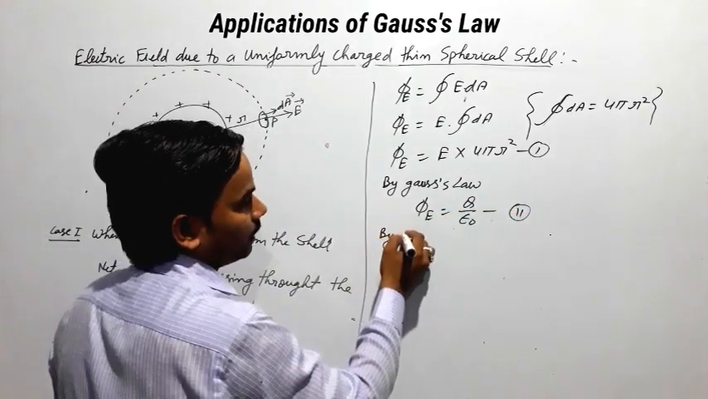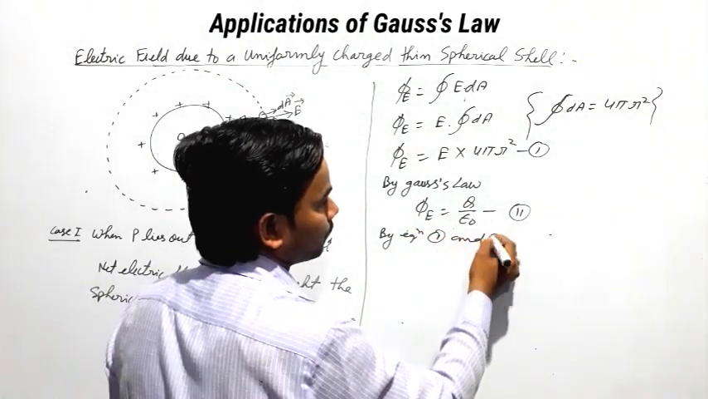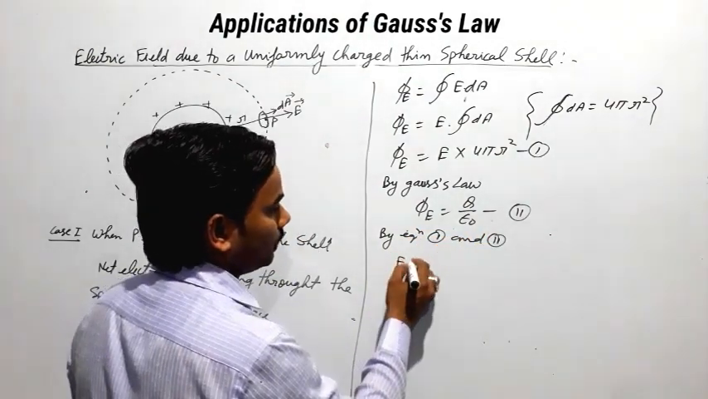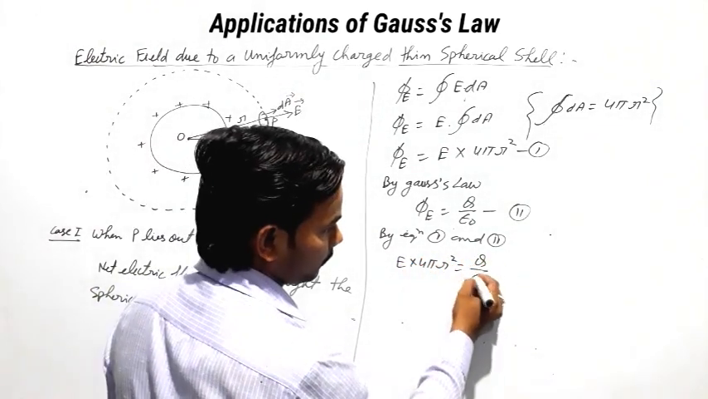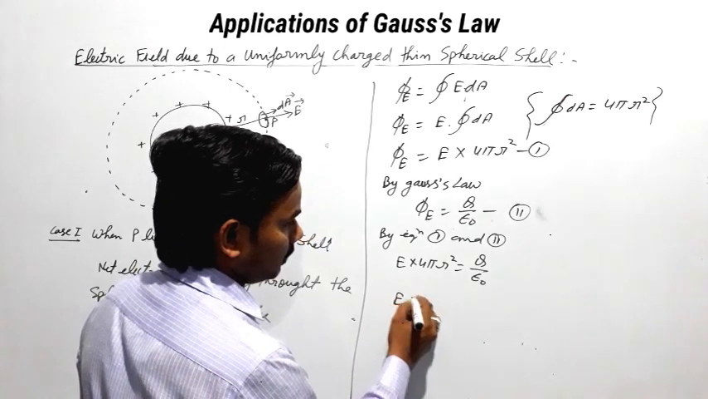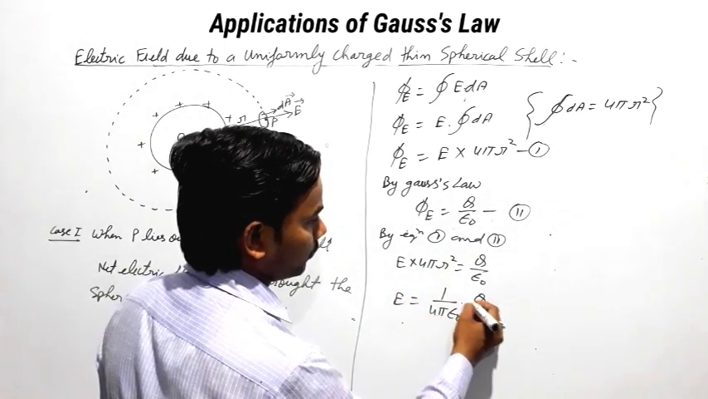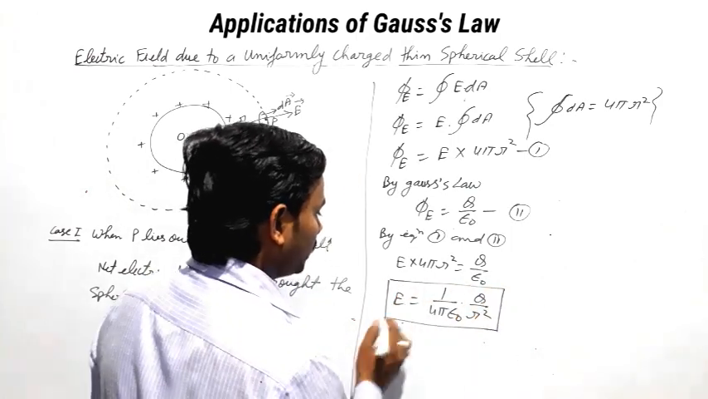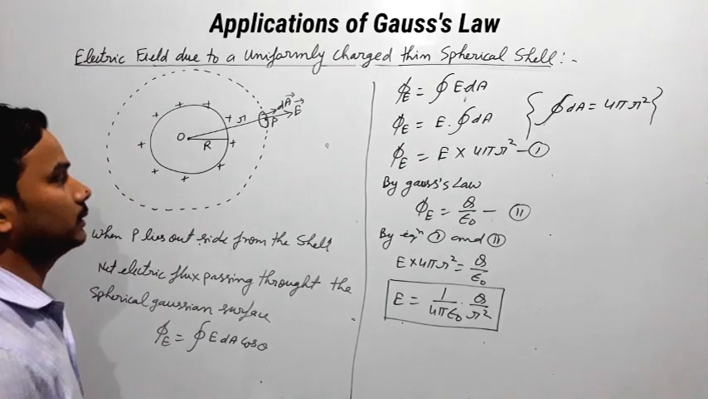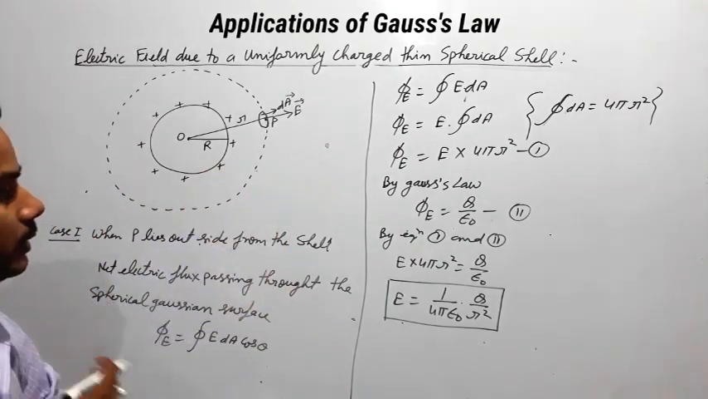So by equations 1 and 2 we write E into 4 pi r square equals q upon epsilon naught, then E will be 1 upon 4 pi epsilon naught times q upon small r square. This is the net electric field at the outer side of the shell.